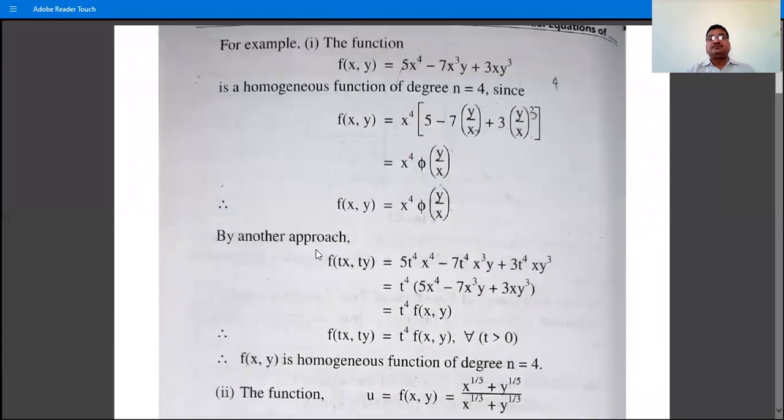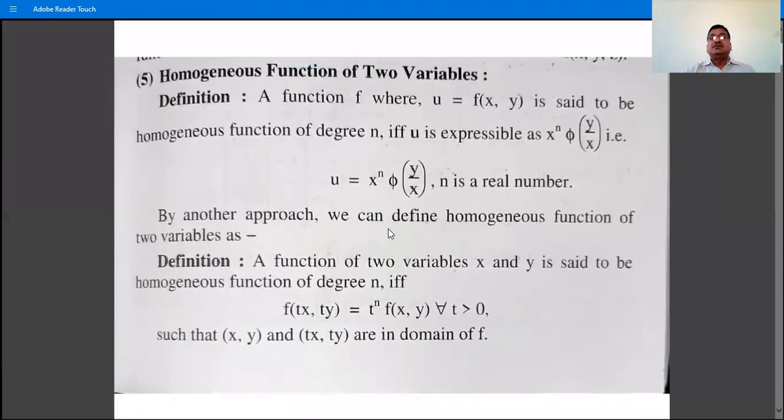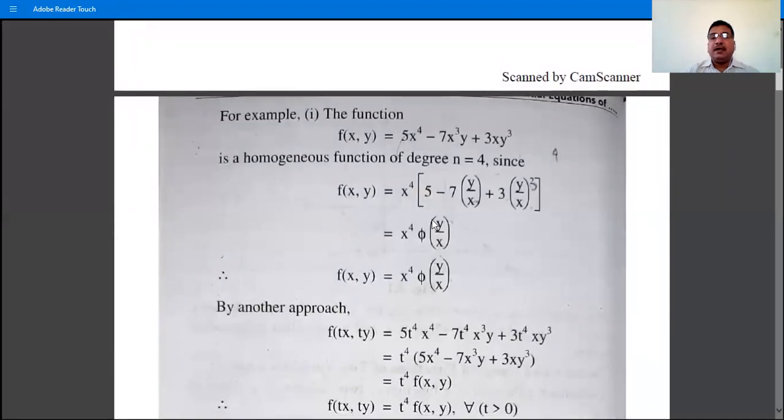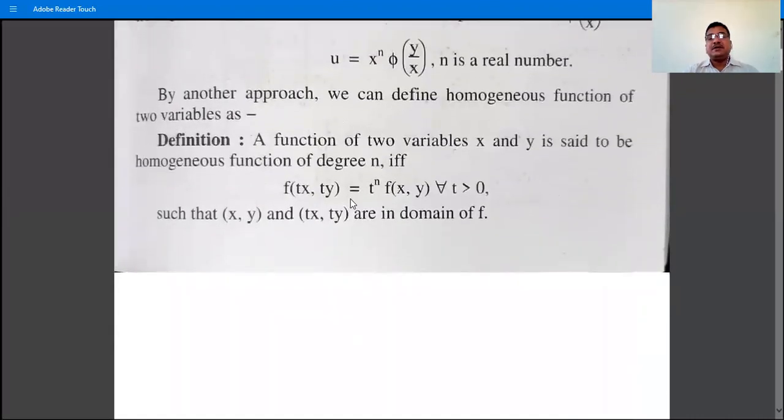Now there are three approaches, or three definitions, of homogeneous functions. First, if the sum of the powers of x and y in each term is equal to n, then the function is called a homogeneous function of degree n. Second, if the function f(x,y) is expressed in the form x raised to n phi(y/x), then it is a homogeneous function of degree n. And the other approach is: if f(tx,ty) is expressed in the form t raised to n f(x,y), then we say this f(x,y) is a homogeneous function of degree n.